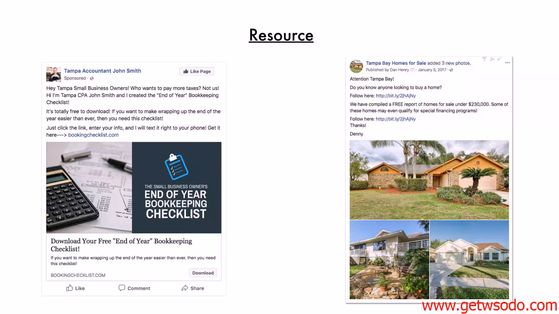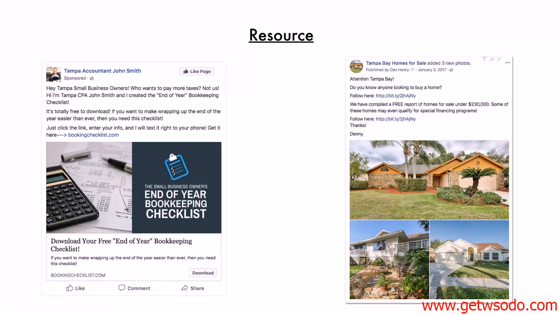And then I'll just take a snippet from my copy and put it in the text below that. If you want to make wrapping up the end of year easier than ever, then you need this checklist download. So this right here works because they go to download the checklist, we get their phone number, the accountant John will call them, ask them if they have any questions. Next thing you know, a conversation is started and they have a new client.